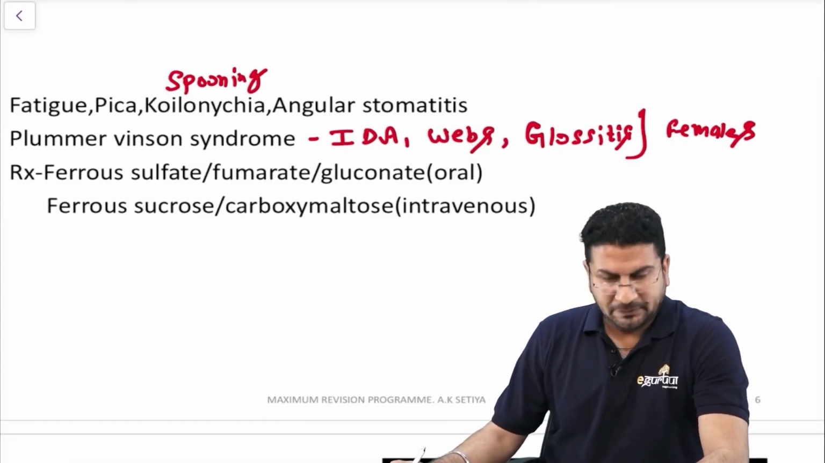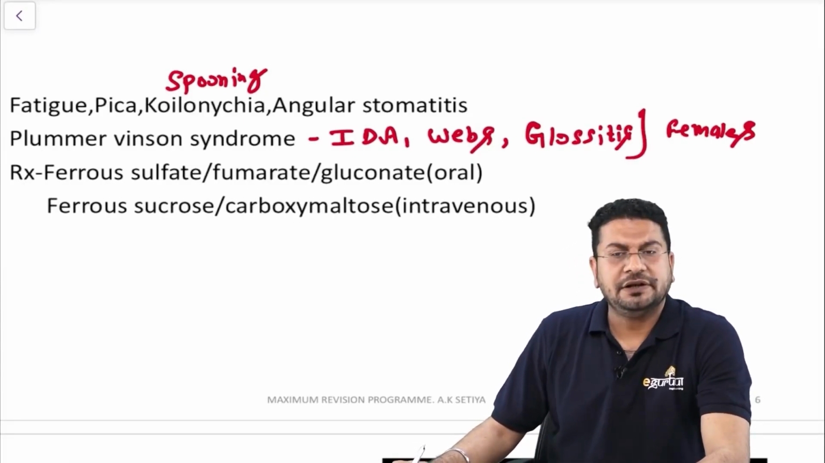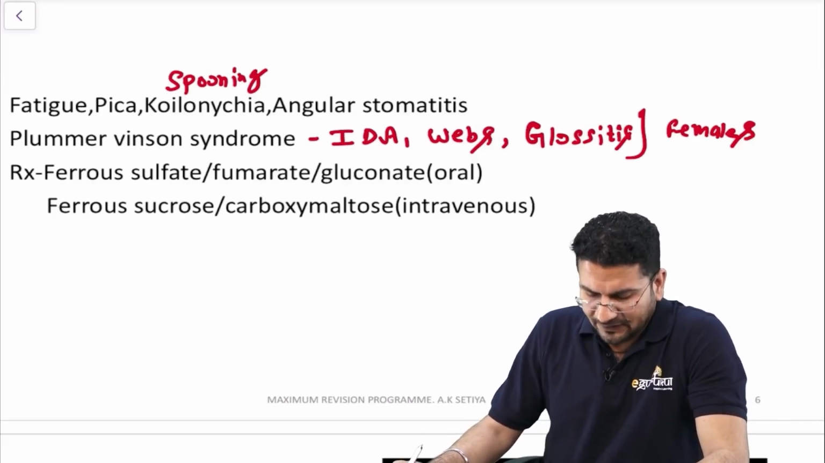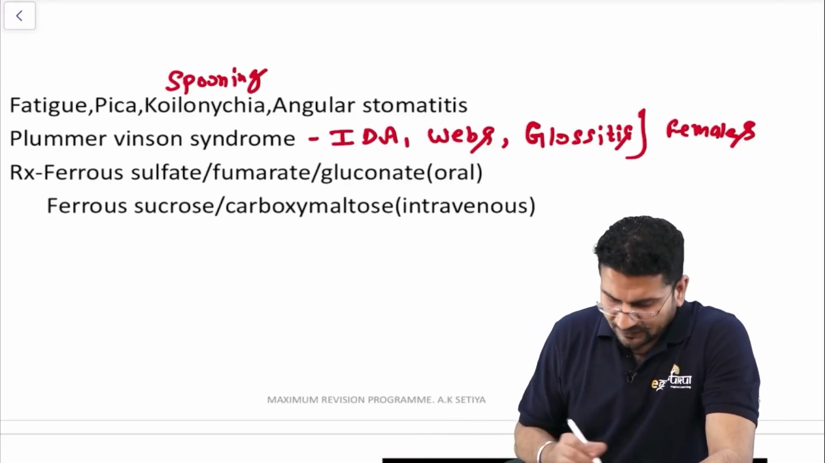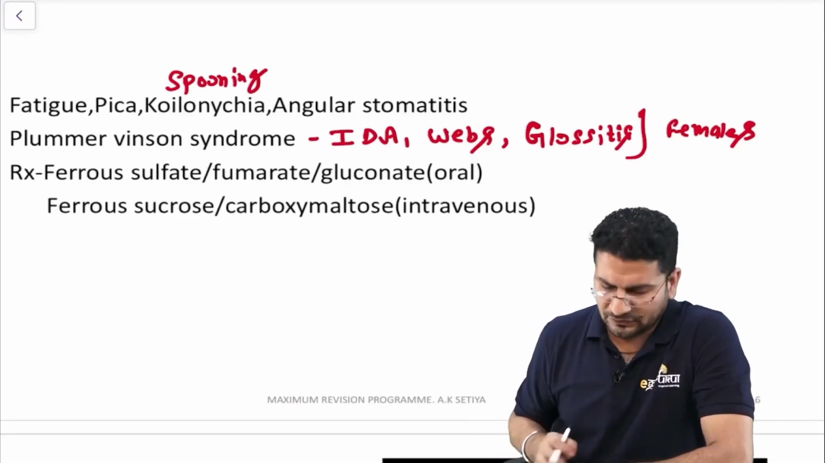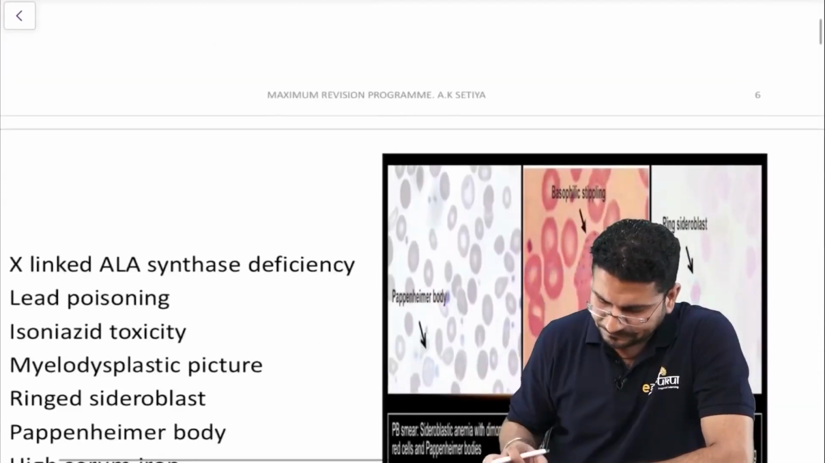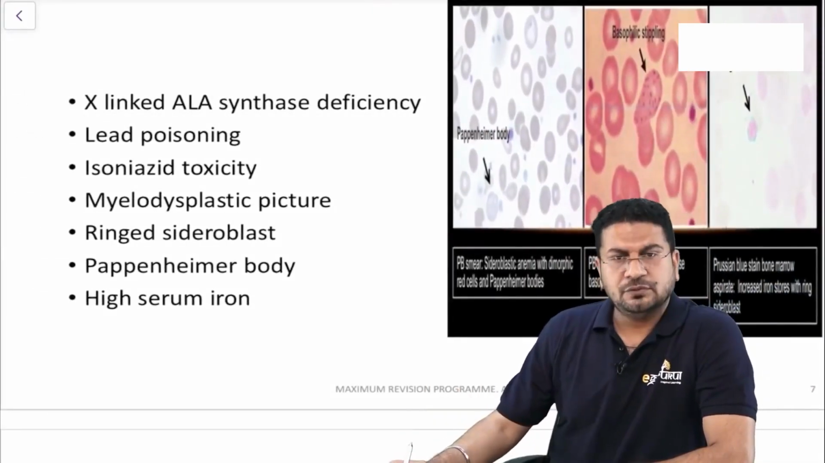For oral supplements, we can give ferrous sulfate, fumarate, or gluconate. Intravenously, we can give iron sucrose and ferric carboxymaltose. One more is iron dextran, which we can give intramuscularly. These are the treatment options for iron deficiency anemia. Let us move to a few more things.